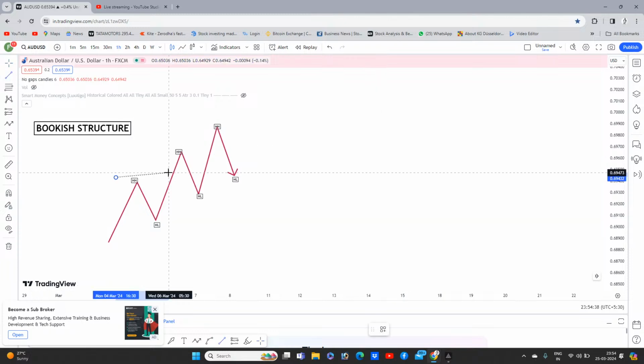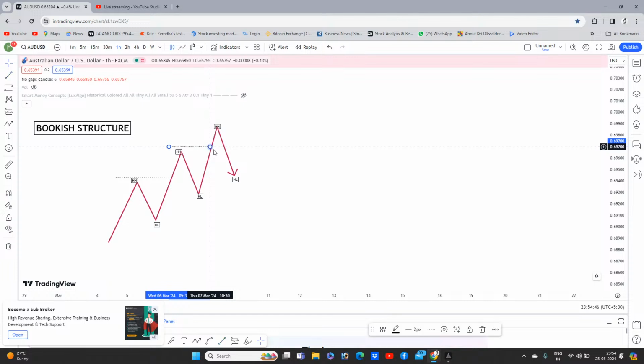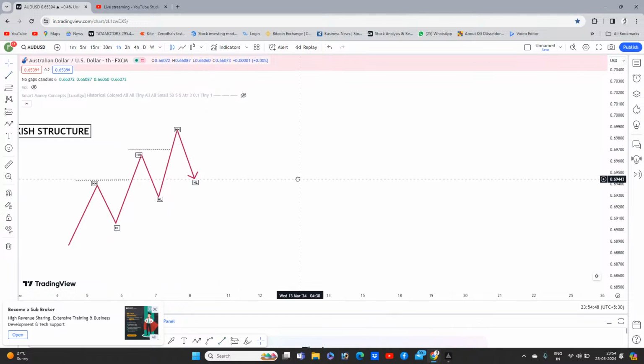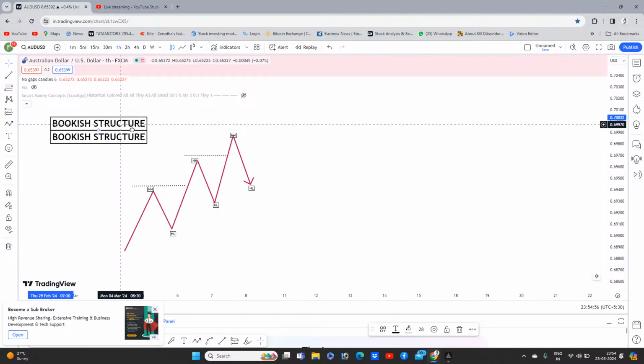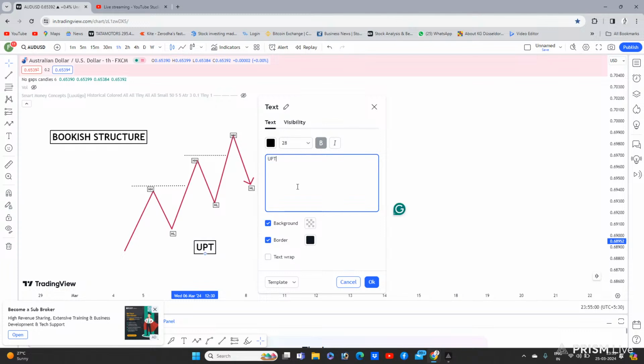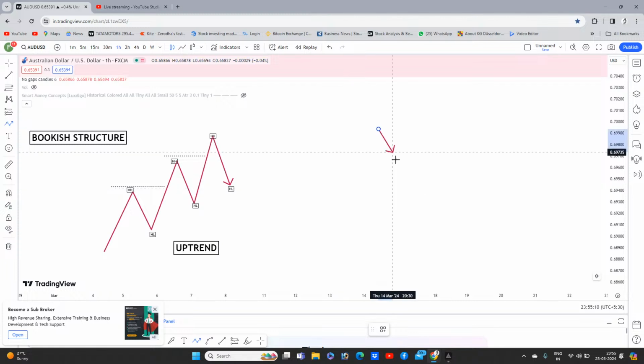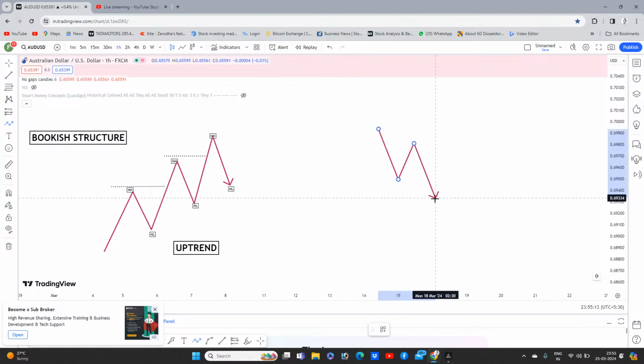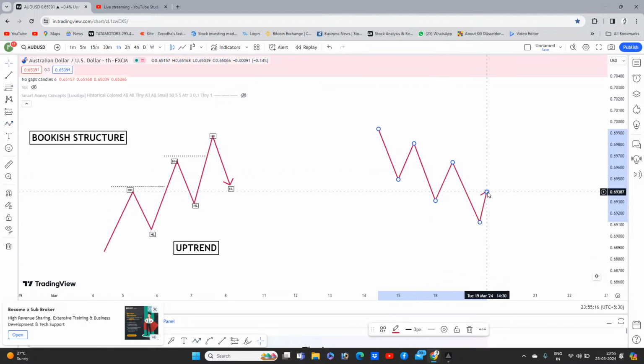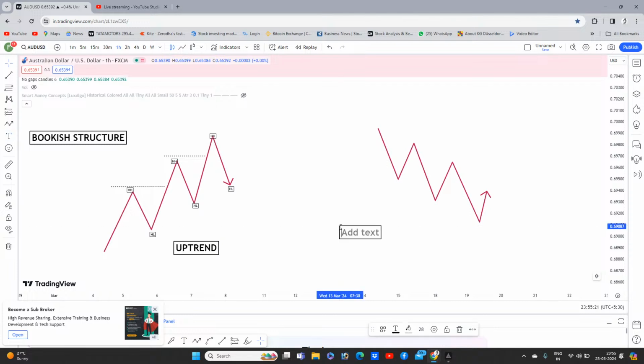If you have to identify whether the market is moving in an uptrend or a downtrend, whether the market is bullish or bearish, you need to see those structures. So how do you spot an uptrend? When you see this structure. But when I talk about the bearish structure, the market moves lower high and lower low, like this.